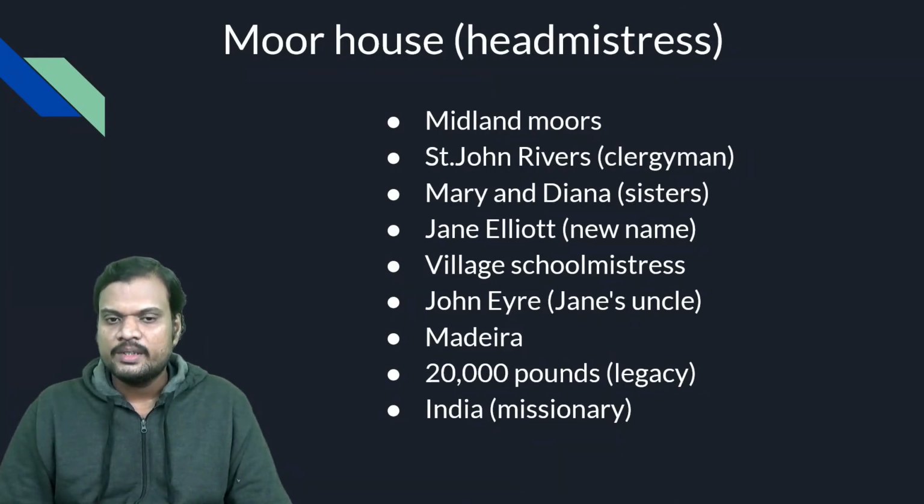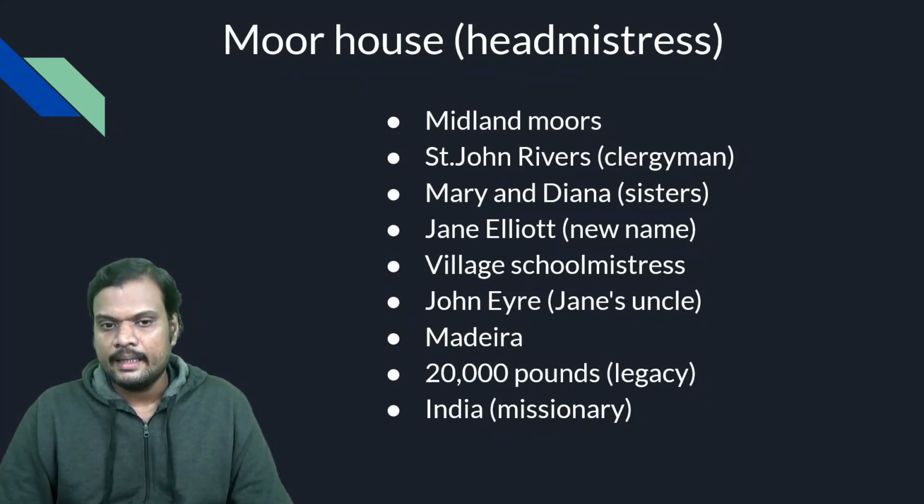After recovering from starvation, she changes her name to Jane Elliot and finds a job as the village schoolmistress. She tries to forget Edward and her hopeless love for him. John Rivers finds out that John Eyre, Jane's uncle, has recently passed away, leaving £20,000 to Jane. Jane insists on sharing the legacy with John Rivers, Mary and Diana.